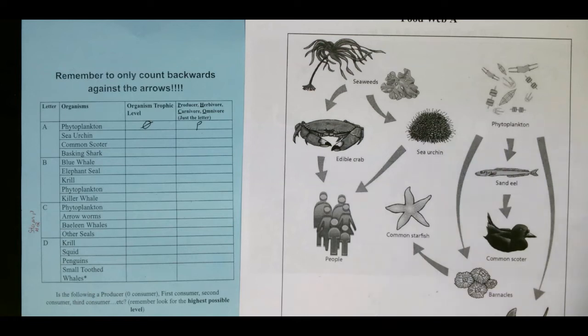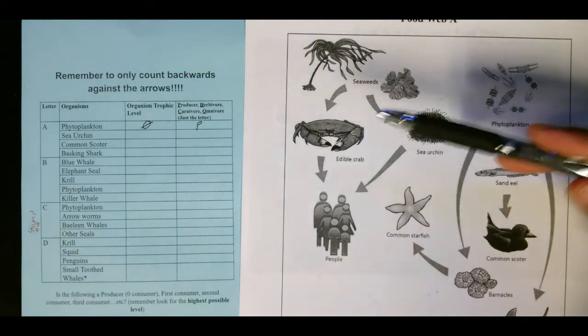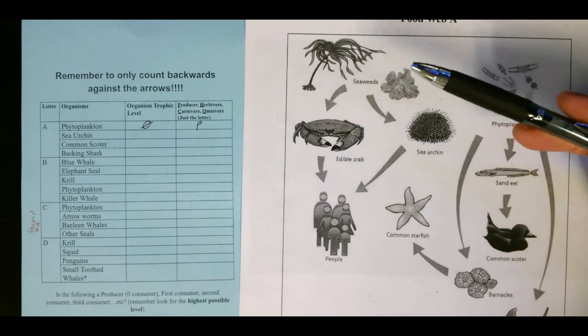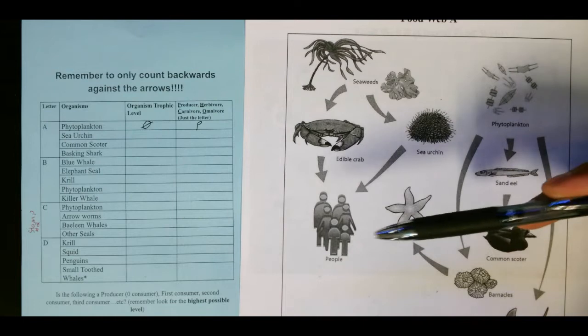All right, so I'm going to help you navigate these food webs. Just a couple quick notes. Again, you can only move backwards against arrows until you can't move backwards anymore. When you can't move backwards anymore, you know that you're a producer.